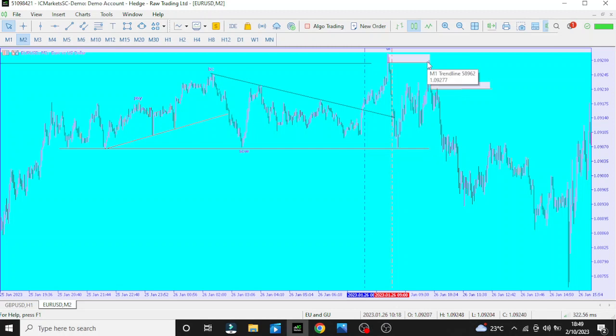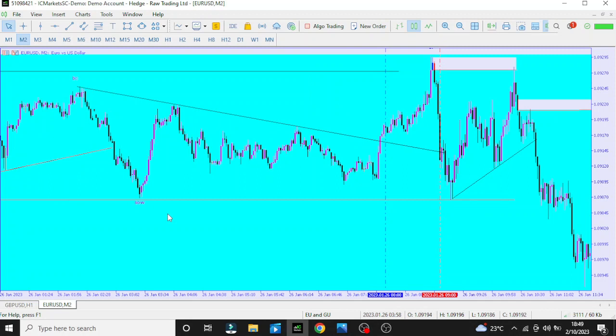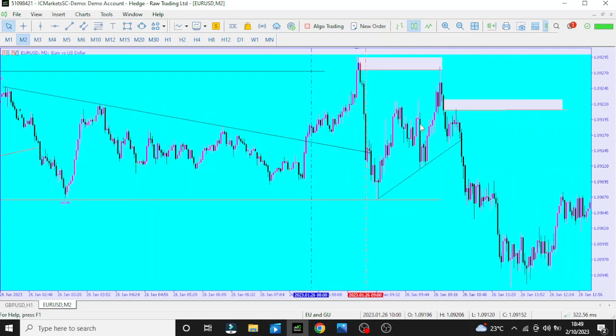And the price went on to mitigate this supply. Remember, the more touches on a trend line, the more reliable the trend line becomes. And you see, these equal lows were created during the Asian session, and the New York session went on to add on that liquidity and went on to mitigate that supply, that sweep.